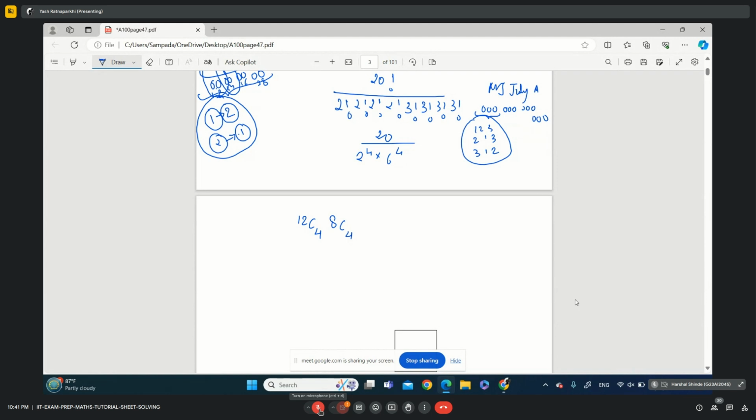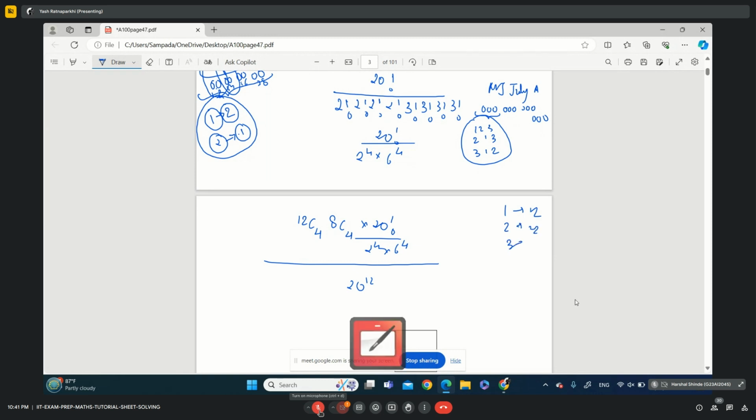Okay. Got it? So into 20 factorial upon 2 to the power 4 into 6 to the power 4. And upon how many cases? So it will be 20 to the power 12, because one person can have 12, second person can have 12, third person can have 12, similarly for all. So what will be it, 20 to the power 12 or 12 to the power 20? 20 to the power 12. Great.